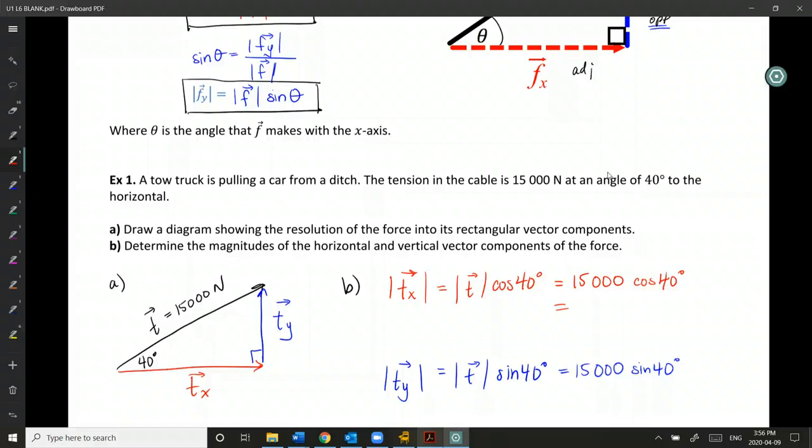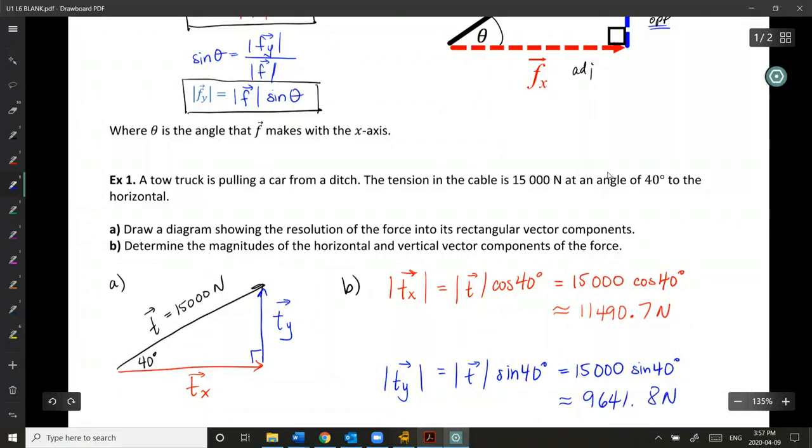And you should get values, let's say approximately equal to 11,490.7 newtons for your horizontal force. And for your vertical force, you should end up with approximately 9,641.8 newtons.